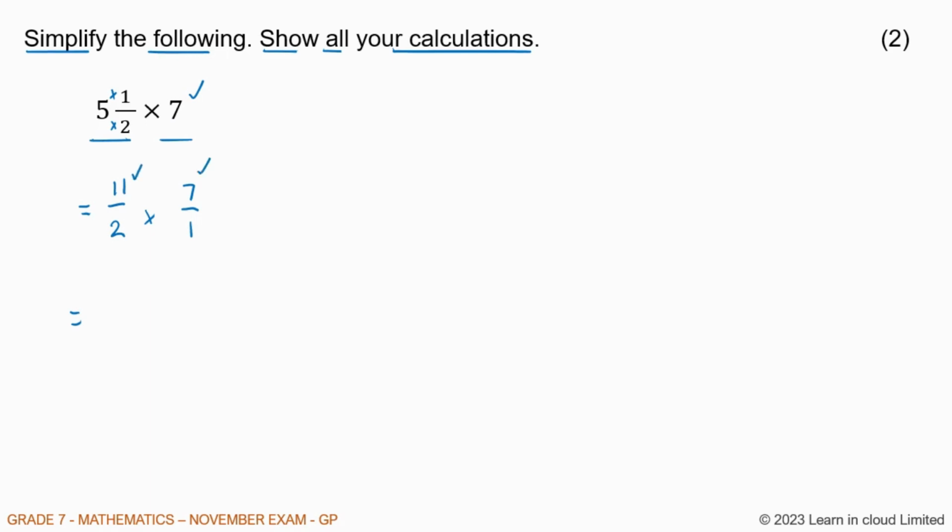So if we were to get our values, we can multiply them, and we're going to have 11 times 7. 11 times 7 will give us 77 over 2 times 1, which will give us a value of 2. So we know that 77 can go into 2 38 times, and we'll have 1 remaining. So we'll have our 1 over 2. Therefore, our answer would be 38 and a half.